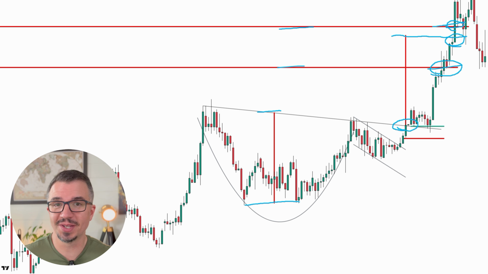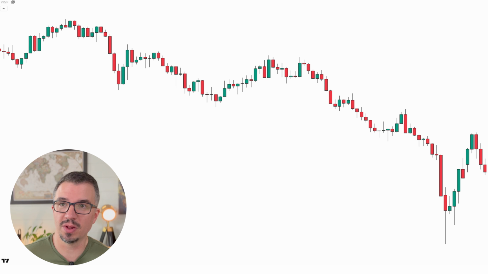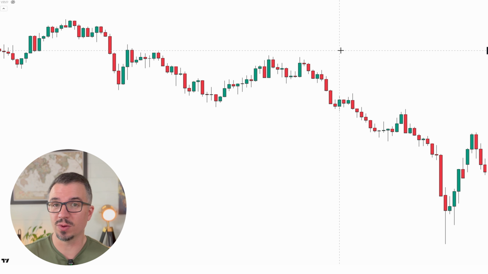All right, so I hope you guys are still with me with all of that. Let's go ahead and take a look at the inverted or inverse cup and handle pattern. And this is essentially like an upside down cup and handle, right? So it's going to be very similar. In fact, trading this is identical to trading the traditional cup and handle.